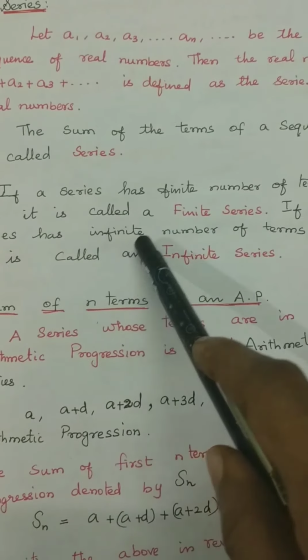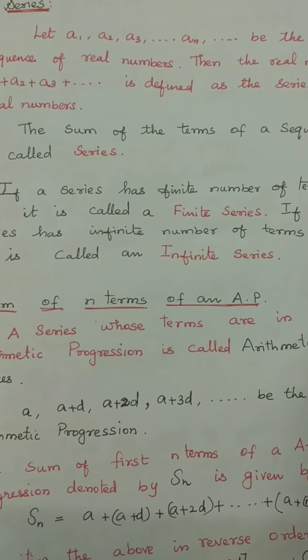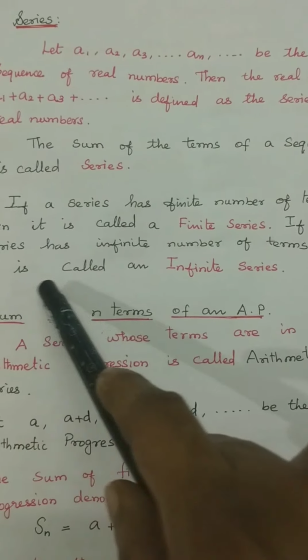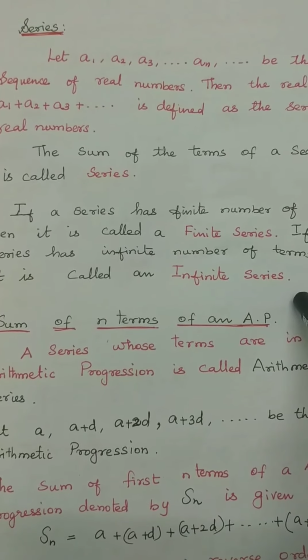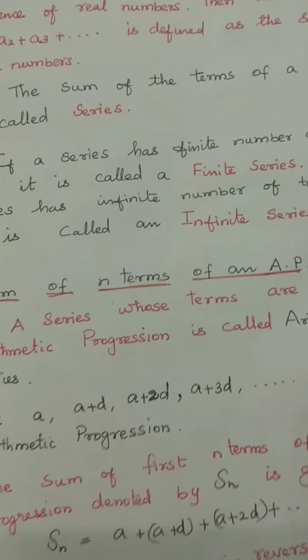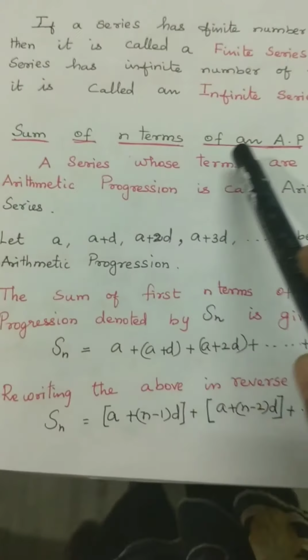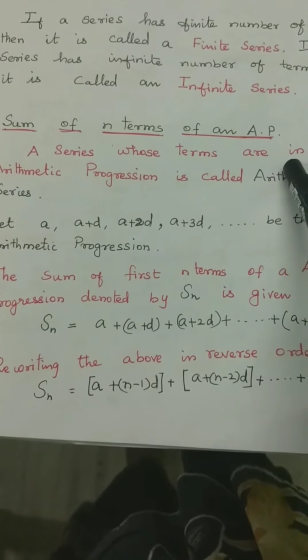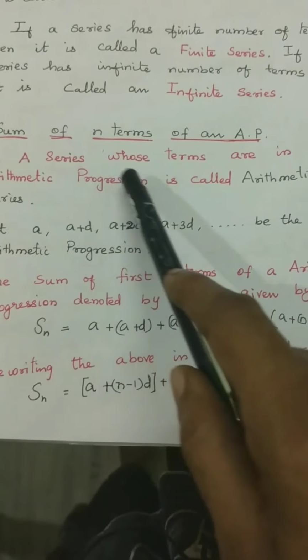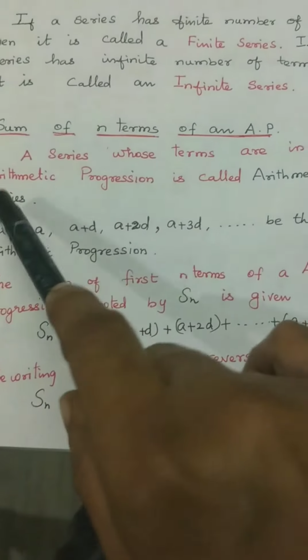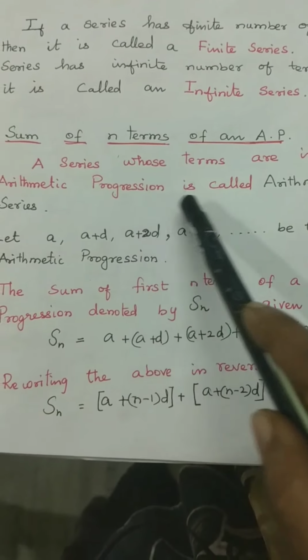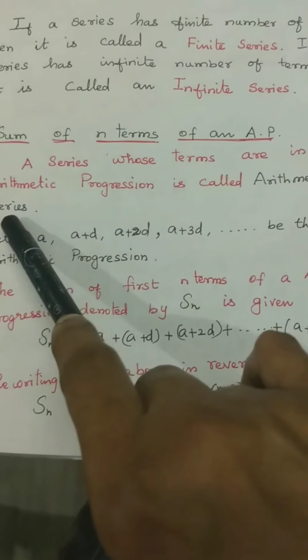If a series has finite number of terms, if it is countable, we'll take that as finite series. If the series has infinite number of terms, then it is called an infinite series. Then the sum of n terms of an AP. A series whose terms are in arithmetic progression is called arithmetic series.